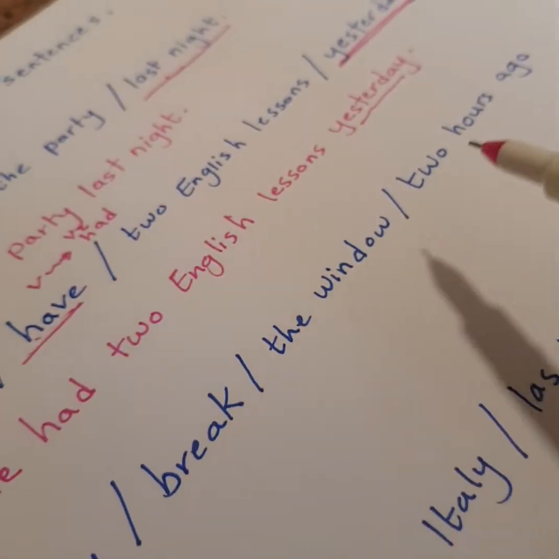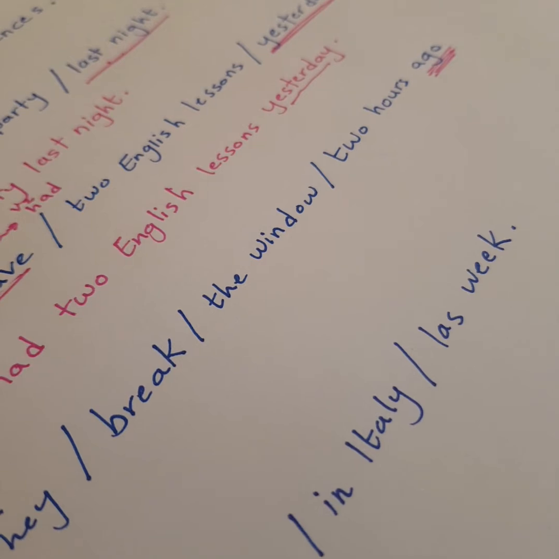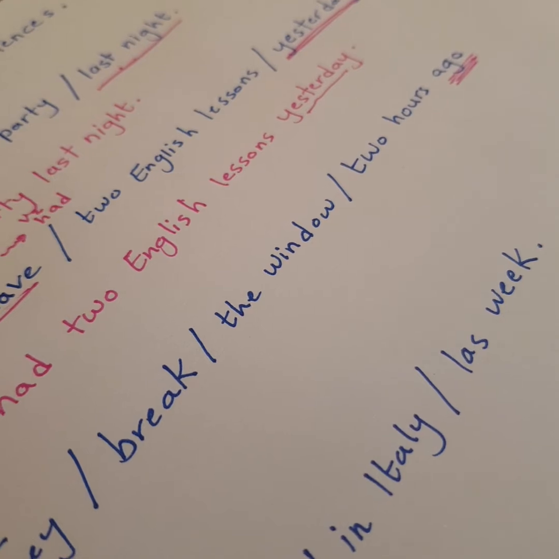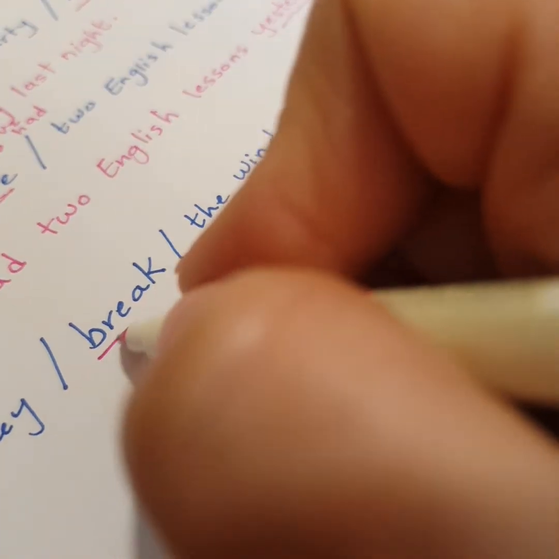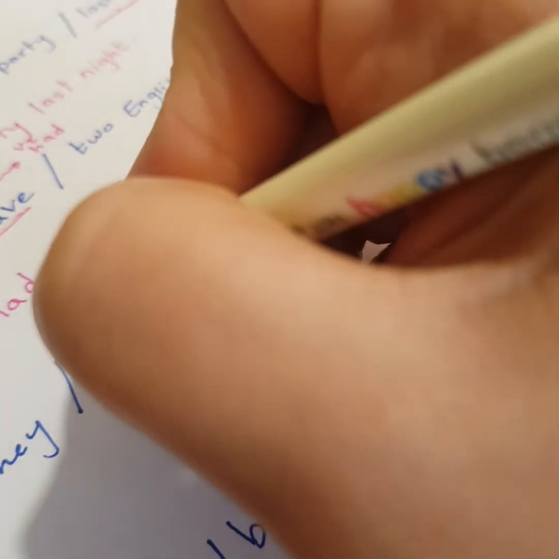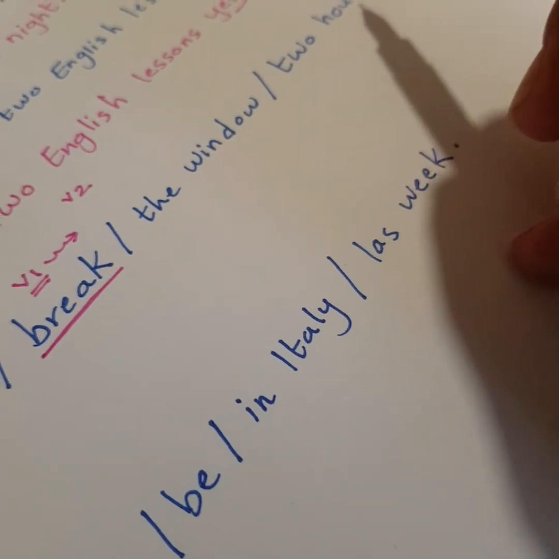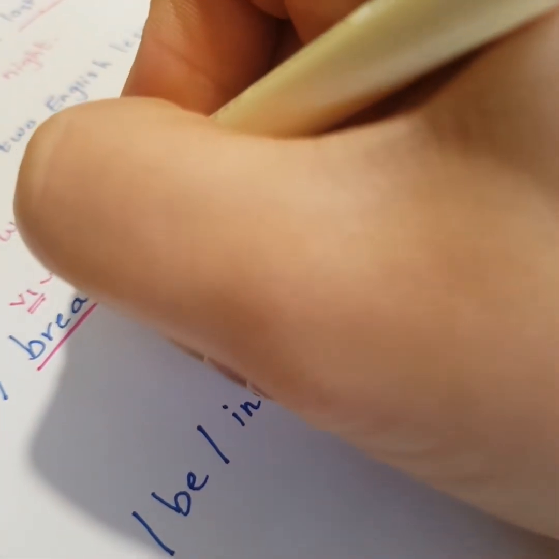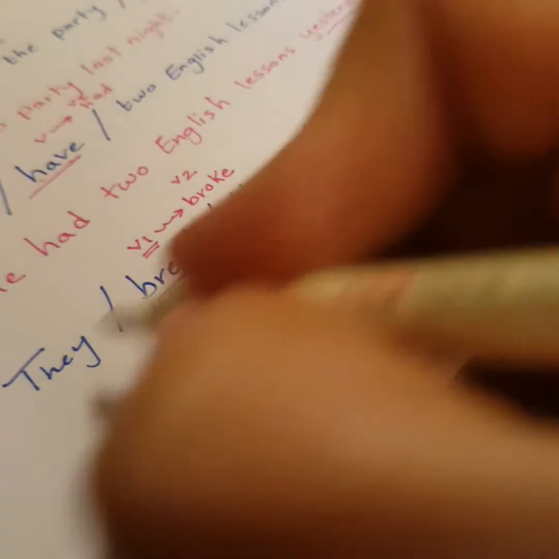They break the window 2 hours ago. 2 hours ago. So, ago. Okay, we use it to refer to the past. So we have the verb break, and it is in the verb one in the present. So I have to change it into the verb two because we have 2 hours ago. So break, the past simple of break is broke.